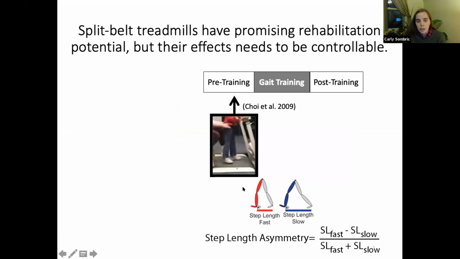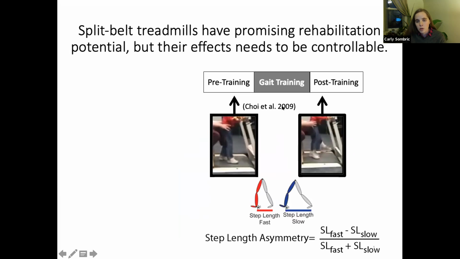So what does this look like? Here you can see during pre-training is a child that has asymmetric gait, and so the leg that's farthest from us is not swinging as far forward, for example, and after walking split belt, when the belts are again moving the same speed, you can see that the gait is visibly more symmetric. So the leg that's farthest from us is swinging farther forward.